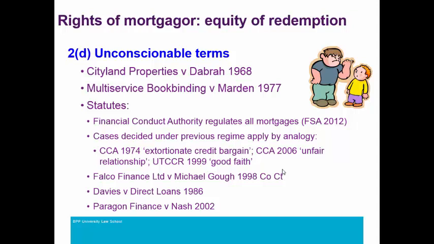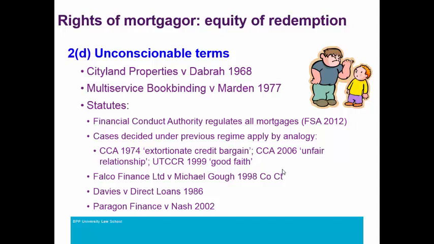In Davies and Direct Loans, though, the high interest rate was justified because the borrower was self-employed and had a poor credit history, and the lender was justified in charging a high interest rate because it was taking a risk in lending in the first place.